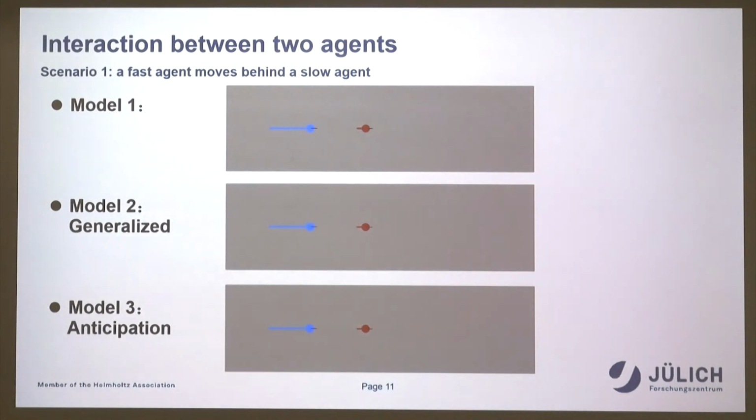This is the result of the first scenario. In model 2 and model 3, the fast agent just overtakes the slow one. And with anticipation, this overtaking appears earlier in model 3 than in model 2.